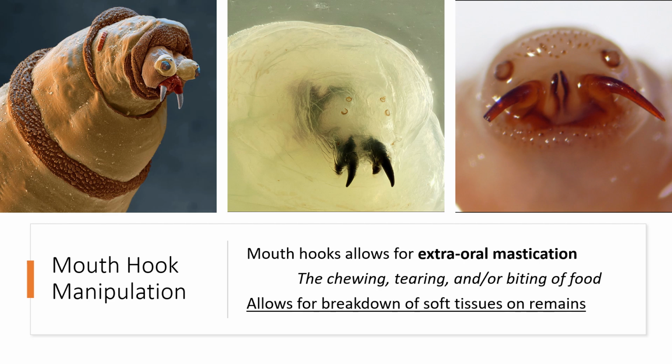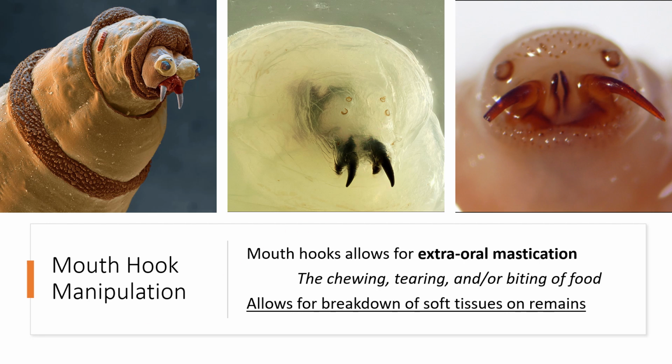This is what fly mouth hooks look like. So let me see here. These are the eyes of the maggot. So you can see them right there. And then these are the mouth hooks themselves.